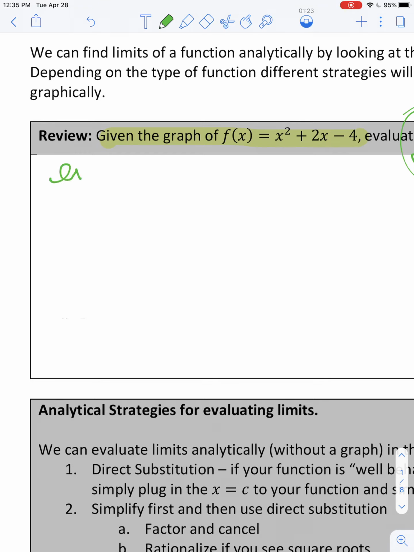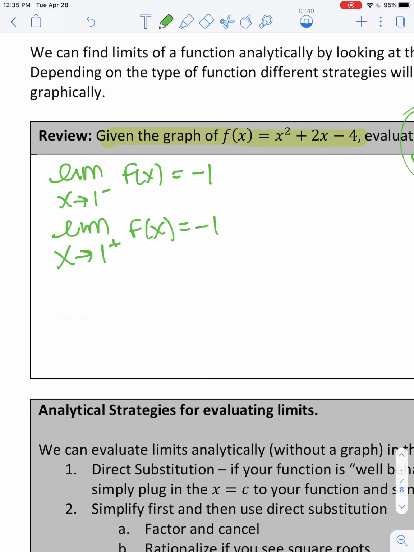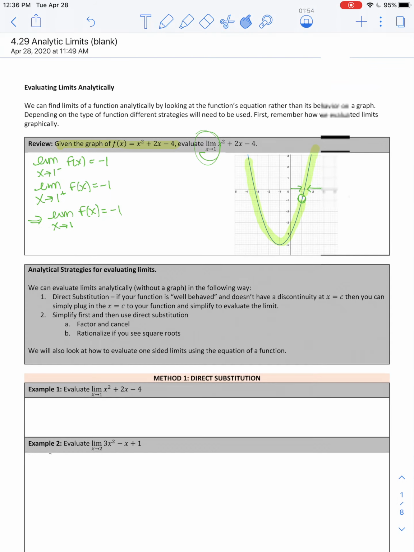So you might want to write out that the limit as x approaches 1 from the left of f of x is equal to -1, and the limit as x approaches 1 from the right of f of x is -1 as well. Since that left-hand and right-hand limit match, we get to say that the limit as x approaches 1 of the function is -1. Okay, so that's just a quick review on how to look at these things graphically.